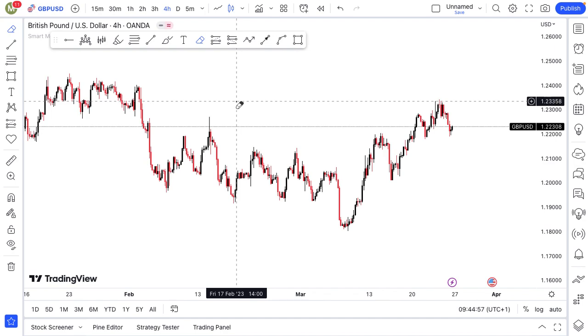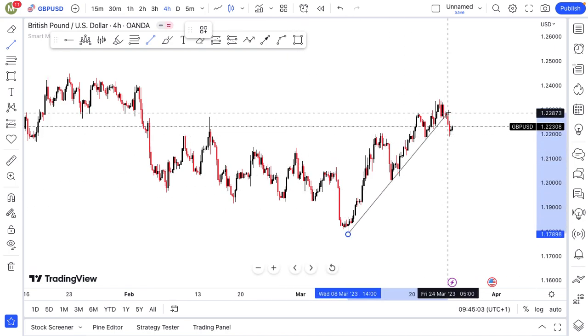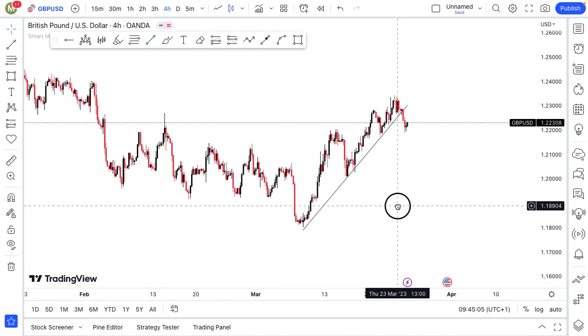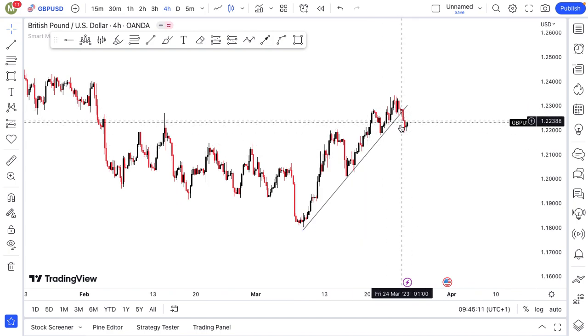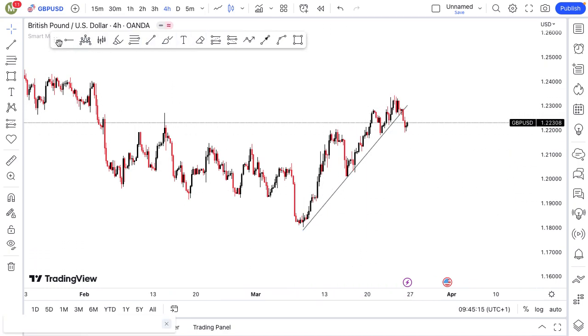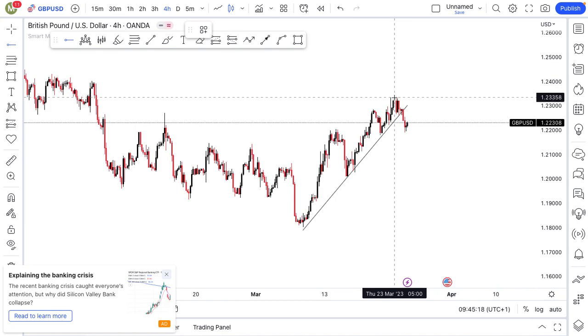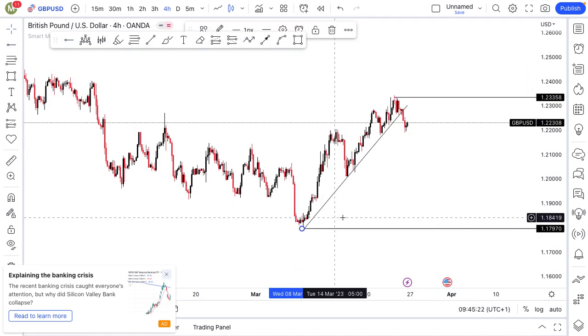So this is Great British Pound USD on the 4 hour time frame, and you can see we have some sort of an uptrend here already, and you can see price reacting off this uptrend. You see we have a break there where you're looking at the trend line. You can see price has been respecting this trend line for a long time. We have this highest point here, and we have the lowest swing low and swing high of that 4 hour time frame.